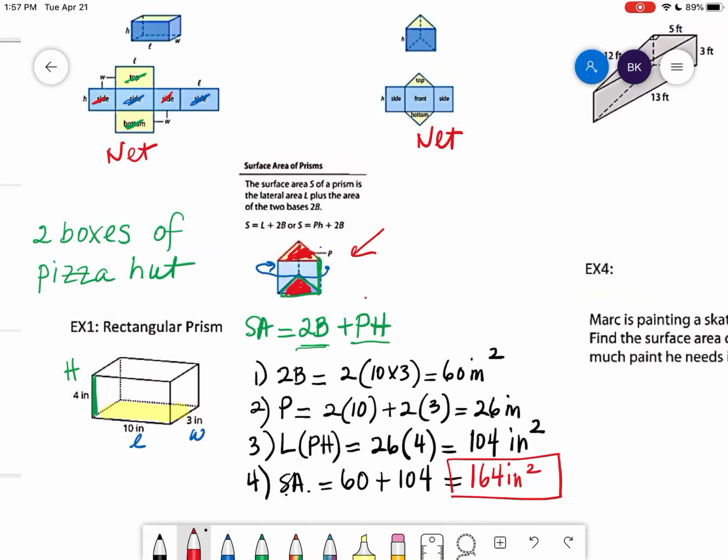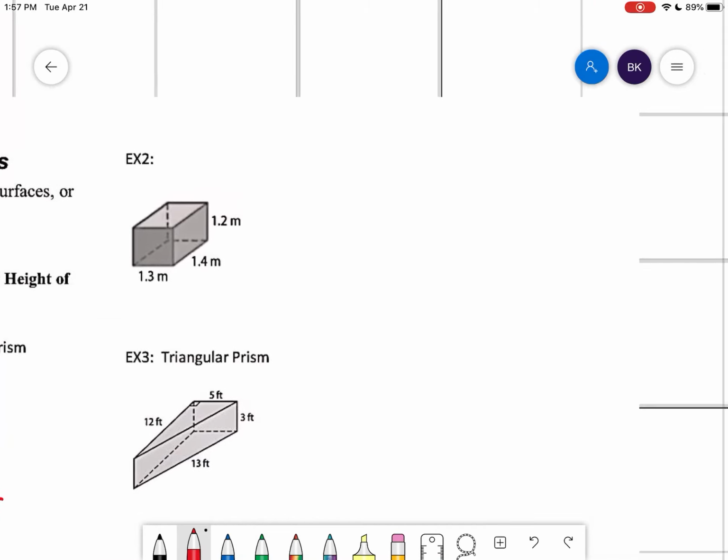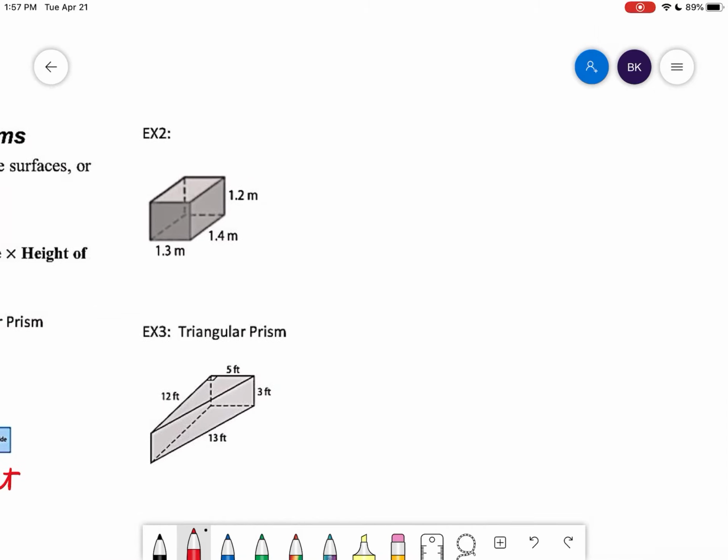Okay, so the next example, I would like you to do this one on your own. Pause right now and try to solve this, and then compare your answers to me. And I'm going to continue working on this one.